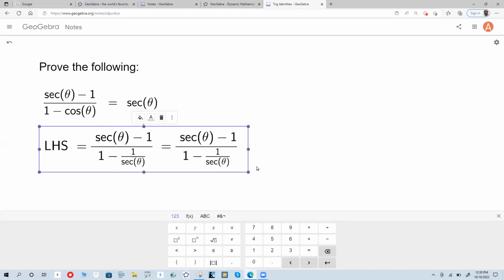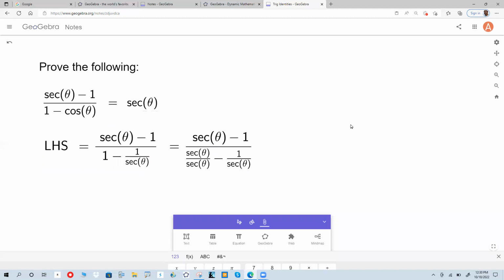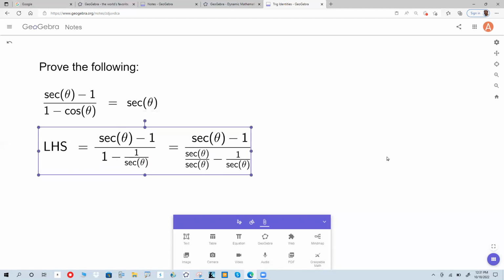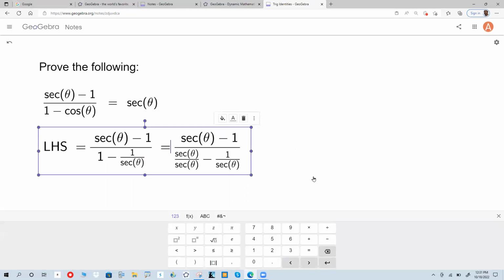Now, I have a 1 here. I want to replace that 1 with secant theta over secant theta. Why did I do that, guys? I did it because 1 minus 1 over secant theta don't have any denominators in common. And secant theta over secant theta is 1. And what happens now? Just a little more algebra that you are familiar with.